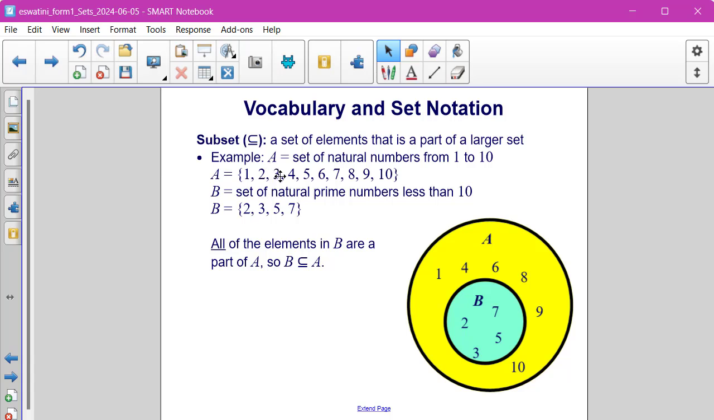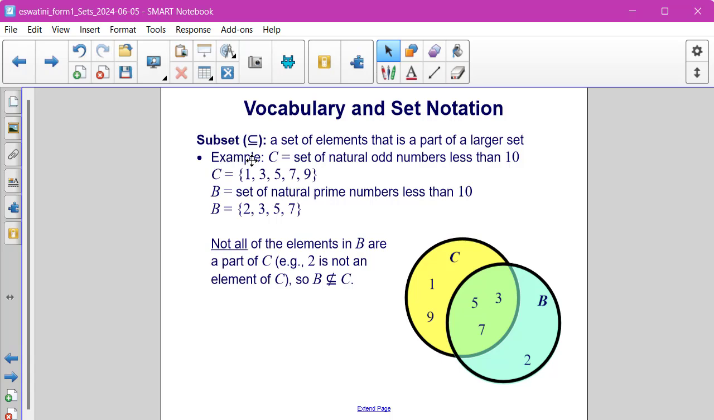Since 2, 3, 5, and 7 are also all elements of both B and A, like all of B is a part of A, it is a subset. And as a Venn diagram, it looks like a larger circle with the smaller circle inside, and the smaller circle contains the elements in both A and B, and then the remaining elements of A are only in the yellow circle that represents set A.